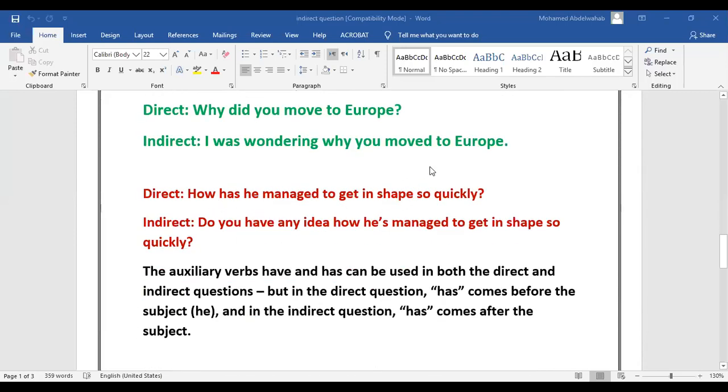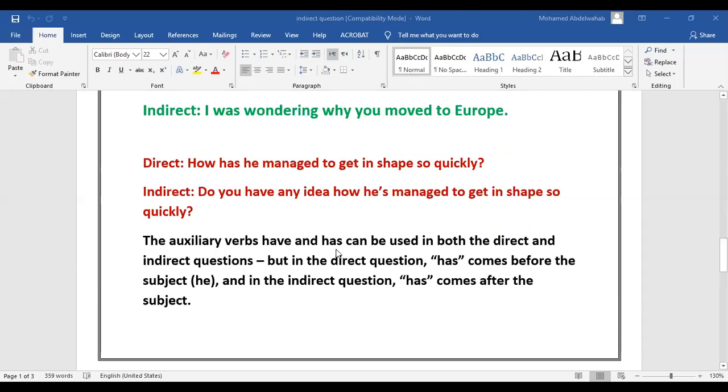How has he managed to get in shape so quickly? Here, when we have the verb have, when we have have or has or had, just put the subject before them. How has he? Do you know or do you have any idea how he has? Just change the place of has to be put after the subject he. Like here, how he has. The apostrophe s here is an abbreviation for has. اختصار لhas. How has he managed to get in shape?